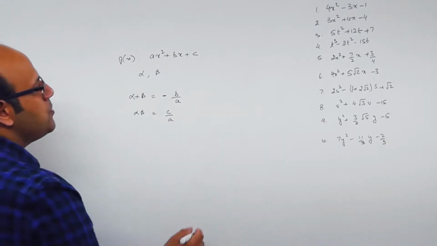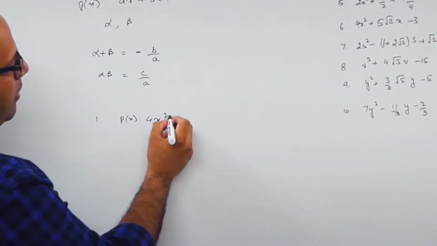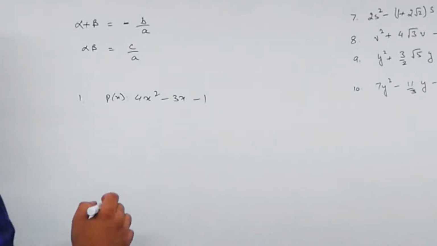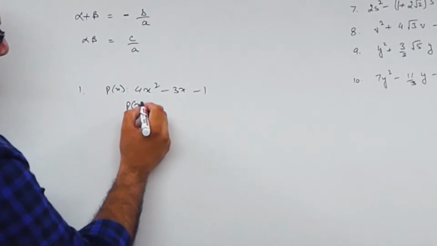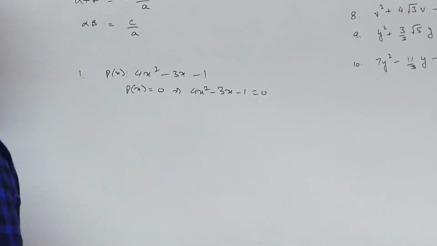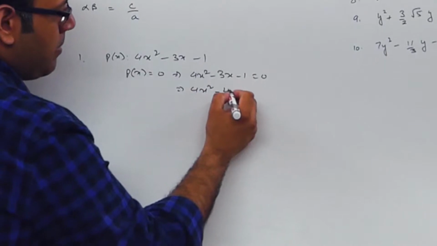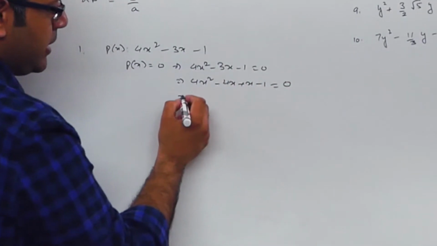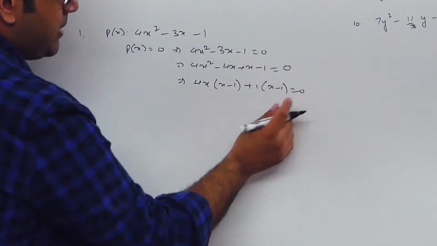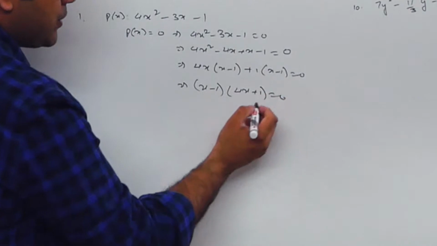I'll do it here. The first polynomial is 4x square minus 3x minus 1. I can split this, and the first step is equating p(x) to 0, which implies 4x square minus 3x minus 1 equals 0. By splitting the middle term, I will get 4x square minus 4x plus x minus 1 equals 0, which gives me 4x into (x minus 1) plus 1 into (x minus 1) equals 0, which is (x minus 1) into (4x plus 1) equals 0.